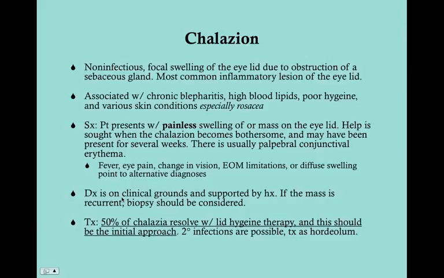If the mass is recurrent, so the patient has had a diagnosis of quote-unquote chalazion and it hasn't gone away, or it's gone away and come back, you should consider doing a biopsy because it may be a tumor. The treatment is conservative. You do lid hygiene therapy, and this should be done as the initial approach. Secondary infections are possible, and in that case you should treat as Hordeolum.